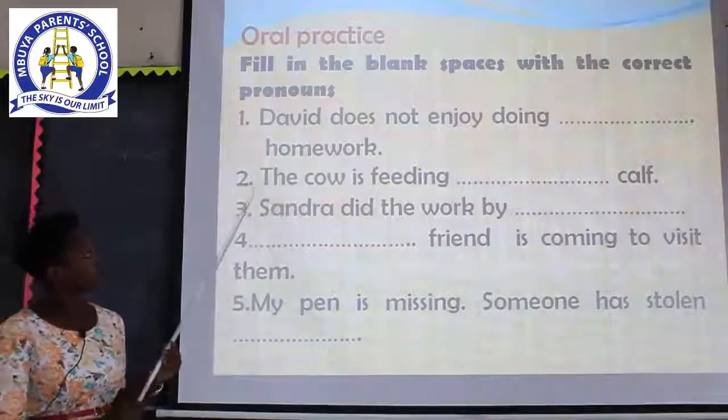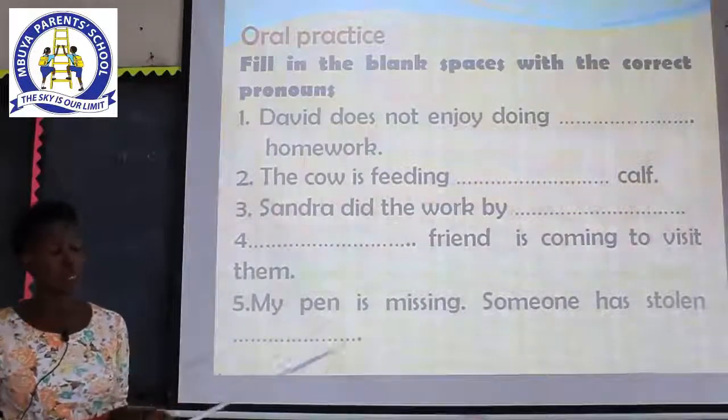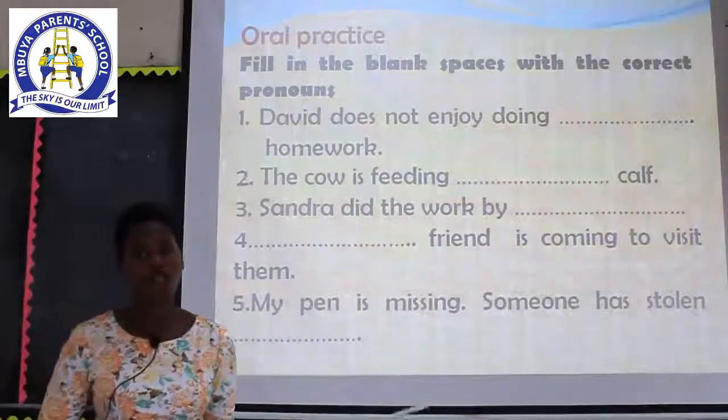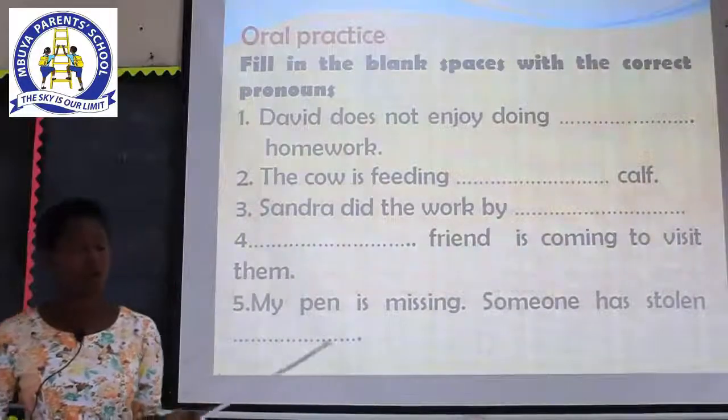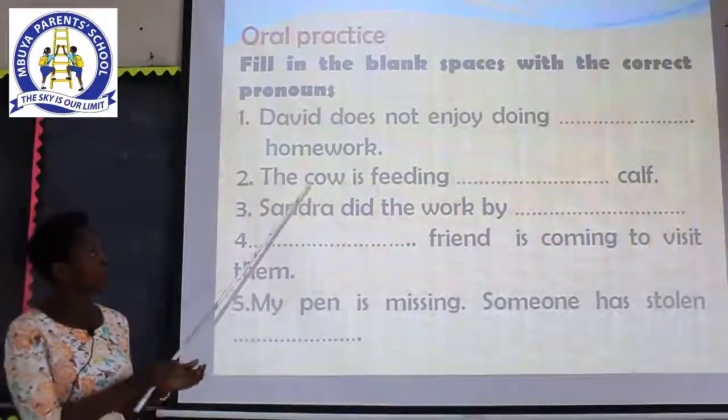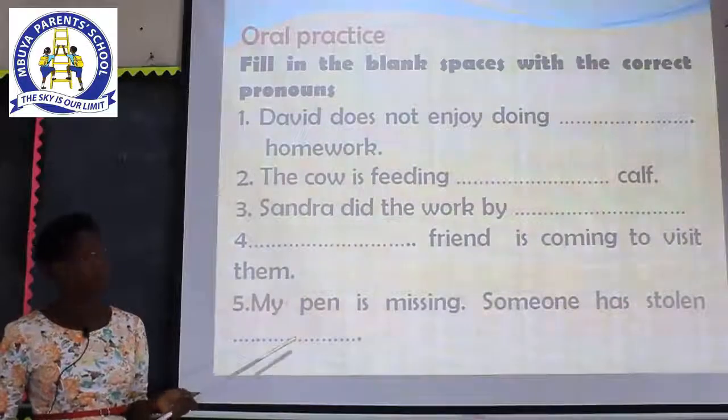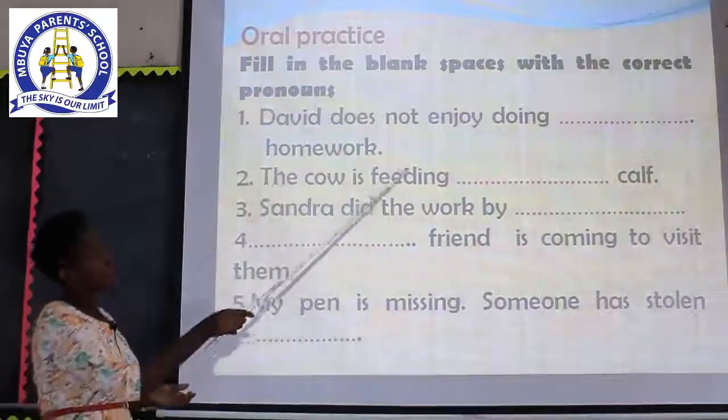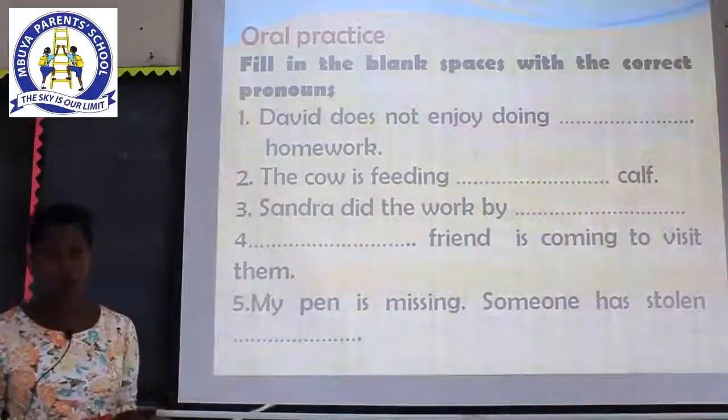Then here we have number 2. The cow is feeding dash calf. We all know the pronoun we use for the cow. So we say the cow is feeding its calf.